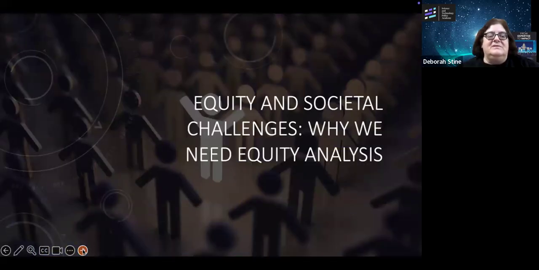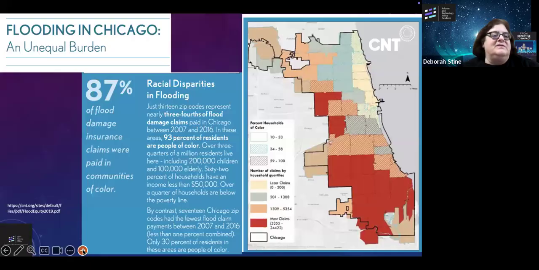So I just wanted to do some case studies to give you some illustrations why equity analysis is important. This is a map from Chicago, and you can see here the disparity in flooding in different parts of Chicago, and how it affects people of color, people who are elderly, children, people below the poverty line, all sorts of different factors.